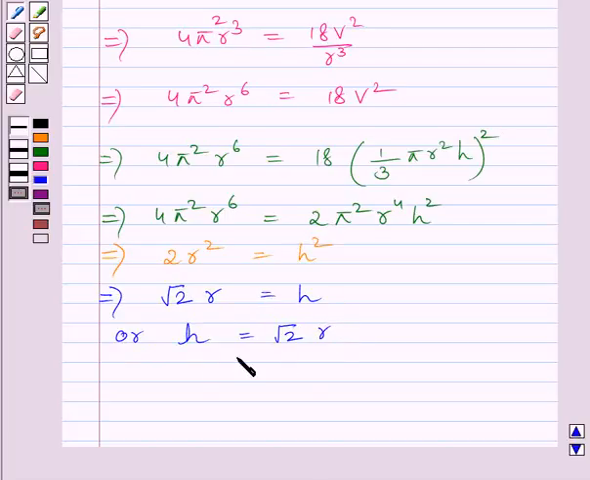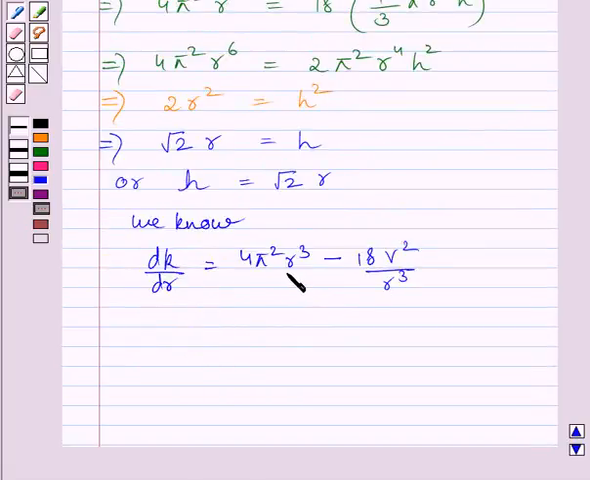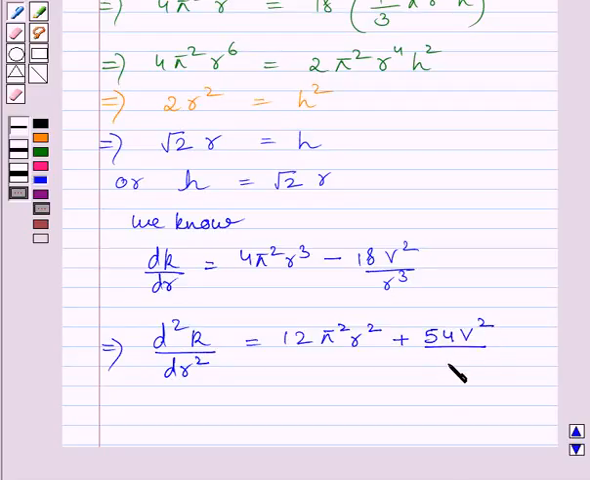Now let us check if the curved surface area is minimum for this value of H. Now we know dK upon dR is equal to 4 pi square R cube minus 18 V square upon R cube. Now differentiating both the sides with respect to R again, we get d square K upon dR square is equal to 12 pi square R square plus 54 V square upon R raised to the power 4. Now clearly both of these terms are positive and sum of positive terms is always greater than 0. So we can say d square K upon dR square is greater than 0 for any value of V and R.